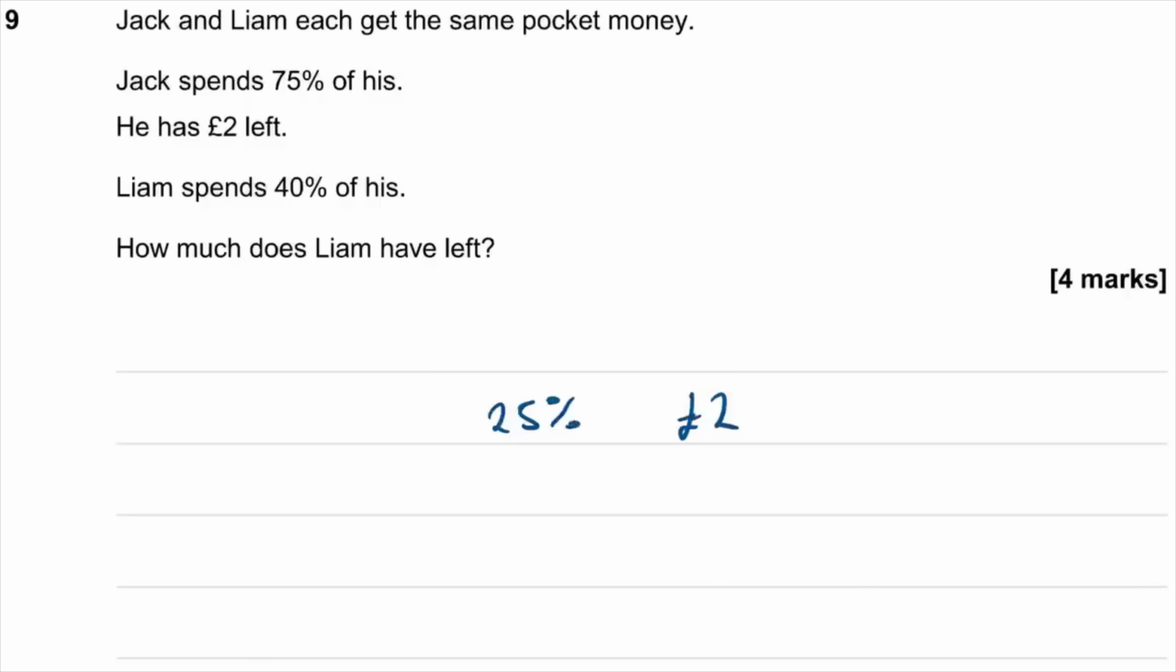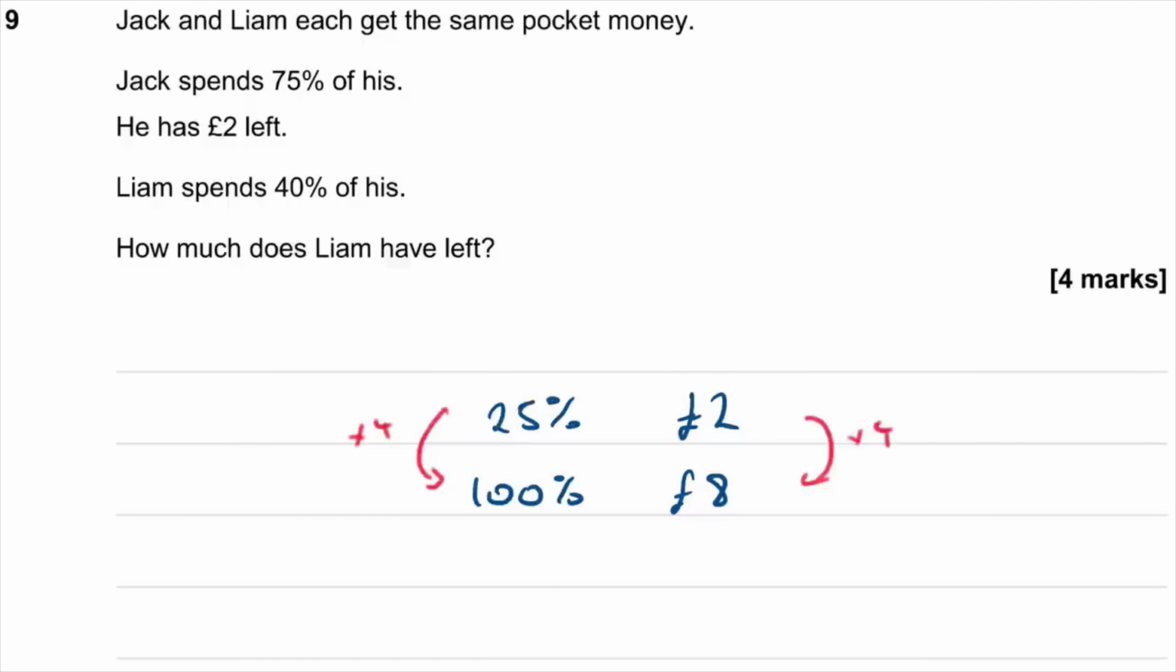So if 25% is equal to £2, then 100% is going to be 4 lots of that, isn't it? And 4 lots of £2 is £8. So that means that Jack must have had £8 pocket money to start with. Now we know that Liam has the same amount of pocket money, so he must also have £8. So if he spends 40%, then he's got 60% of his pocket money left. So what we need to do is to find what 60% of 8 is.